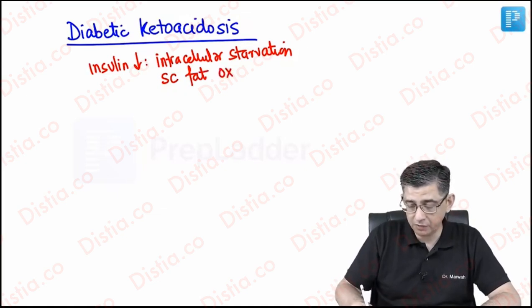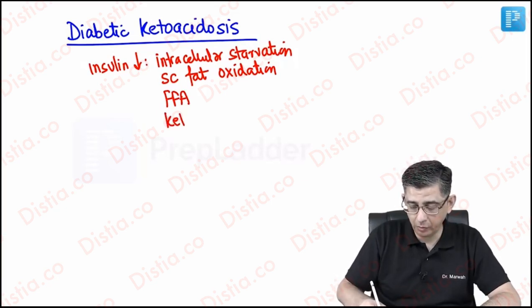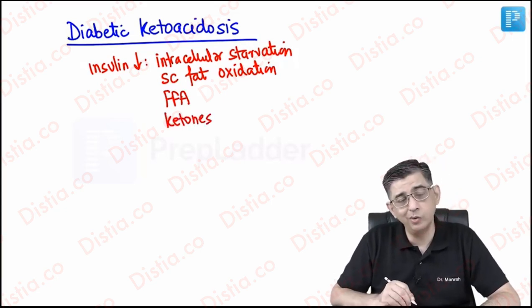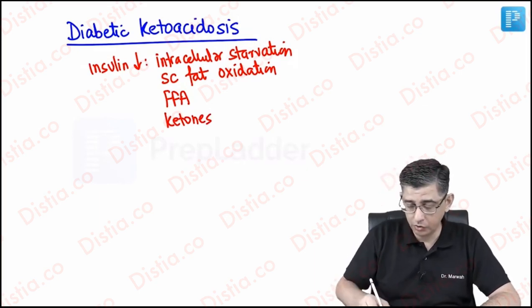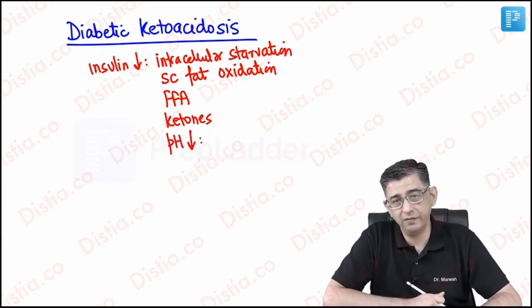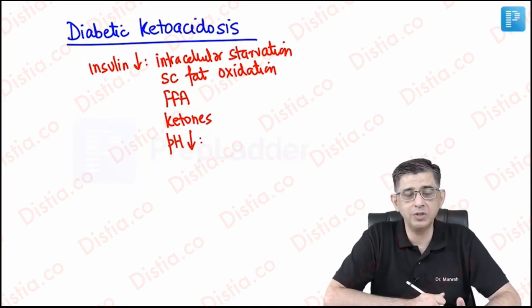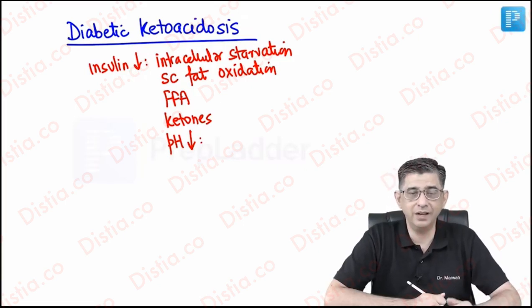Because of the subcutaneous fat oxidation that will be occurring in this patient, there will be production of free fatty acids. These free fatty acids will then contribute to production of ketones, and ketones are acidic in nature. So this is going to contribute to a decrease in the pH of the blood. The average pH of blood is 7.4. In this patient, it will decrease to 7.2, 7.1 or even lesser than that.